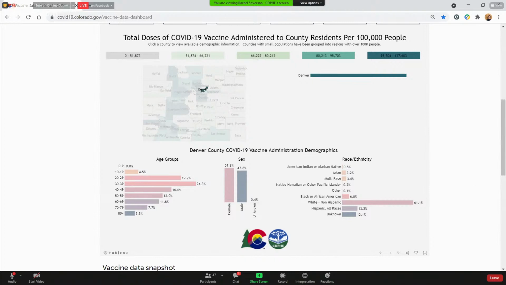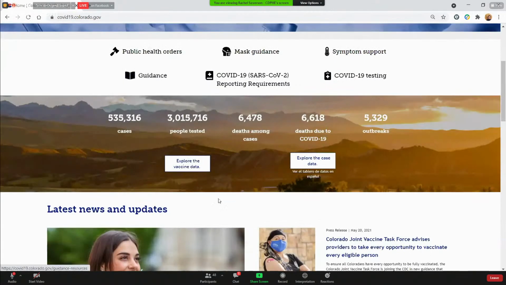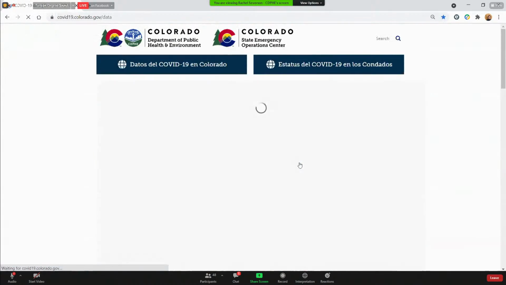So next, I'm gonna go back to covid19.colorado.gov and switch gears to our infection dashboard to briefly go through some of the data that's available there. So I'll click on Explore the Case Data from that main page.